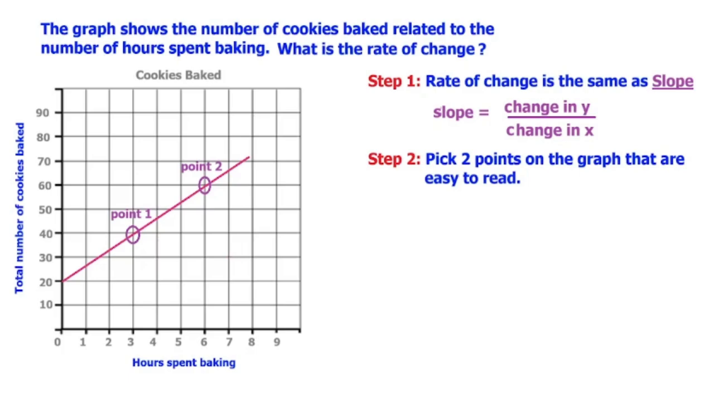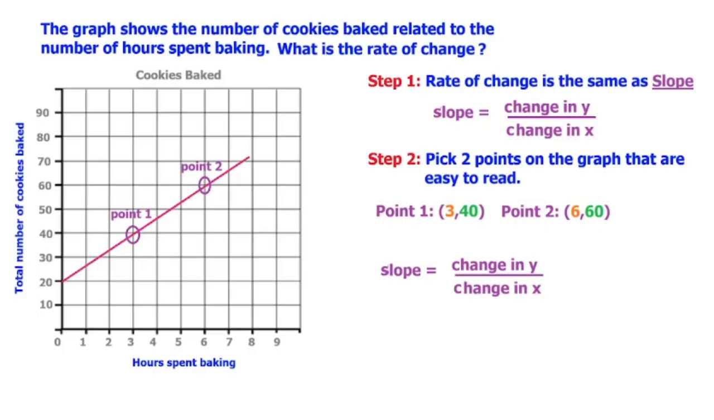So point 1 is the x is 3 and the y is 40. So 3 comma 40. Point 2 is the x is 6 and the y is 60. So 6 comma 60. Okay?